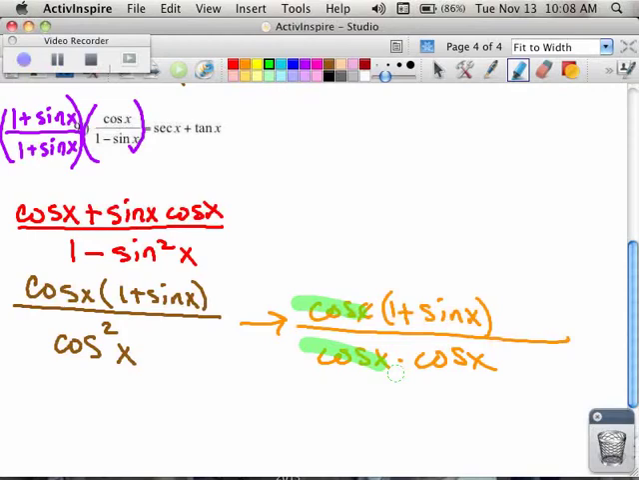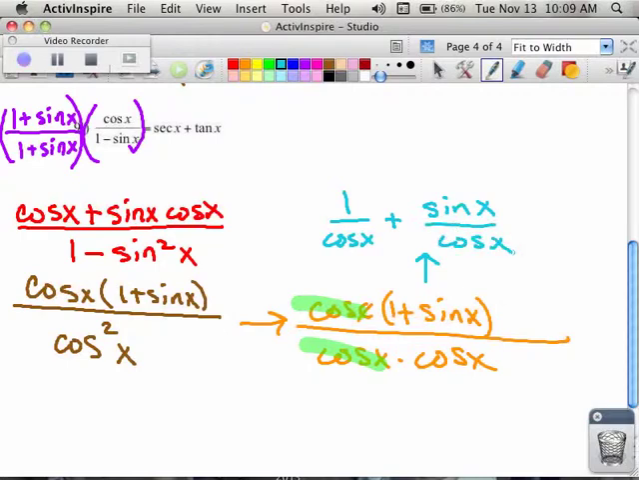And then I see a heart. So I break it apart. And I get 1 over the cosine plus sine over the cosine, which, if we simplify, we know is the secant of x plus the tangent of x, which we can see is the same. So the big idea for today is we already know how to do these things.